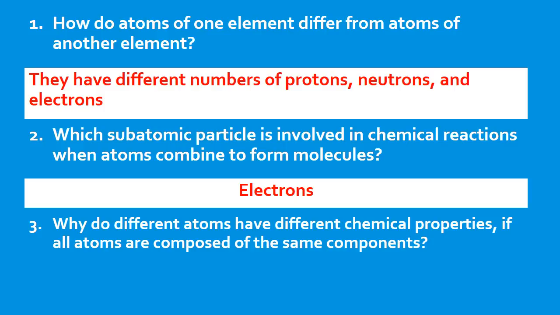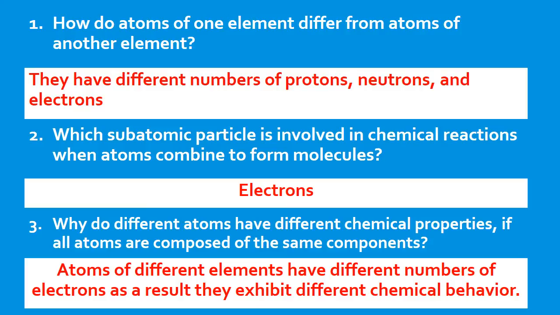So why do different atoms have different chemical properties if they are all composed of the same components? We have to look at question 1 and question 2 here. It's a combination of them. Because atoms of different elements have different numbers of electrons, and as a result, they will exhibit different chemical behavior. Because in question 2, we stated that electrons are responsible for chemical reactions when atoms combine to form molecules.